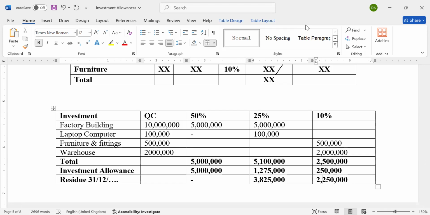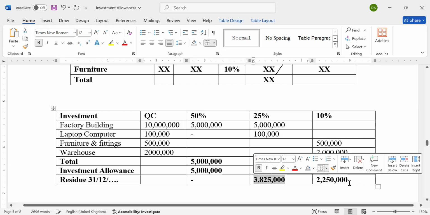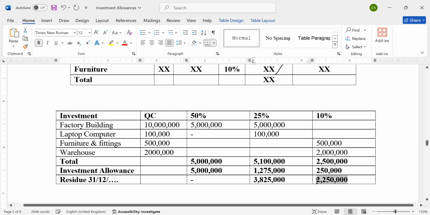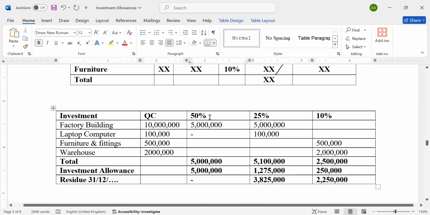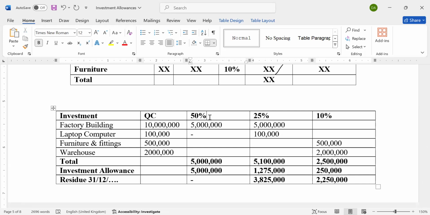This residue, which is remaining, is the residue for the next period. So when we go to the next year, in that next year, there is that residue for this amount for 25%. There is that residue for 2 million, I mean for 10%. But under this, usually there's no residue. There's no residue there. So then after having that residue, we are going to calculate investment allowance for that new year.